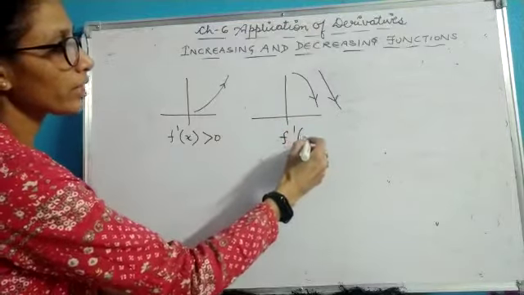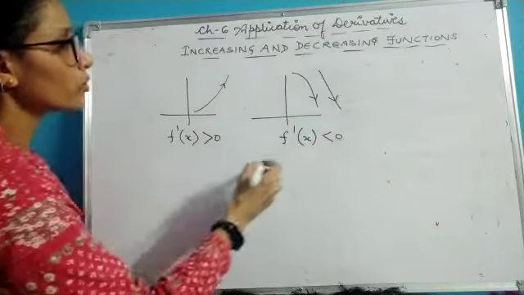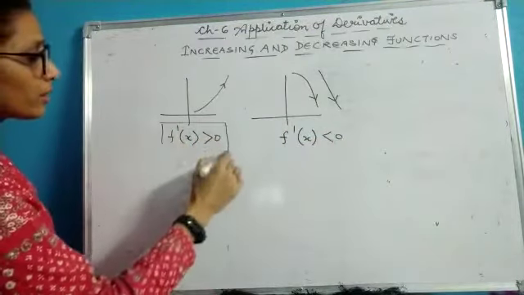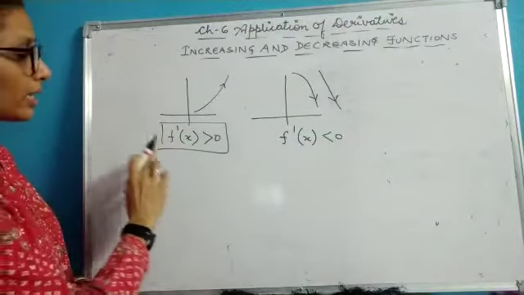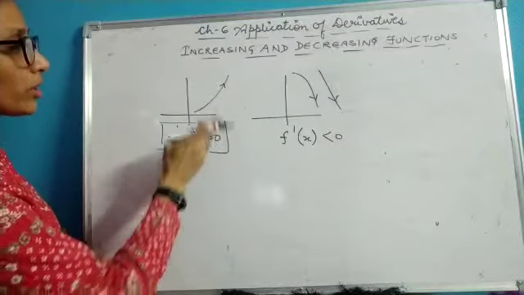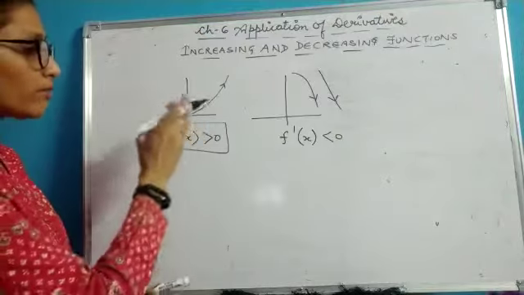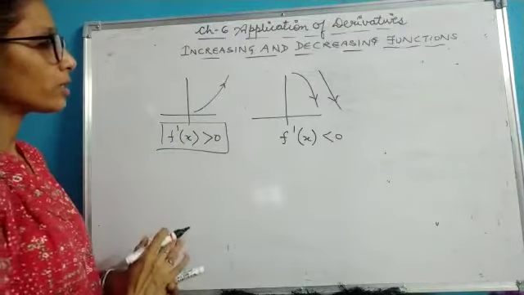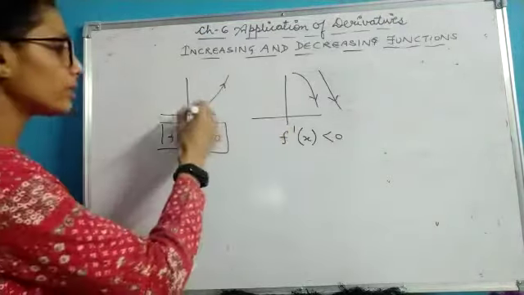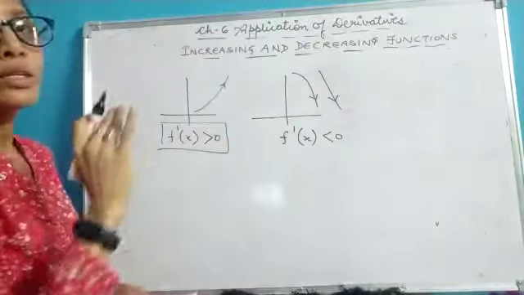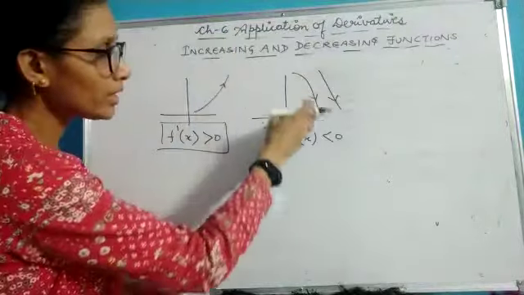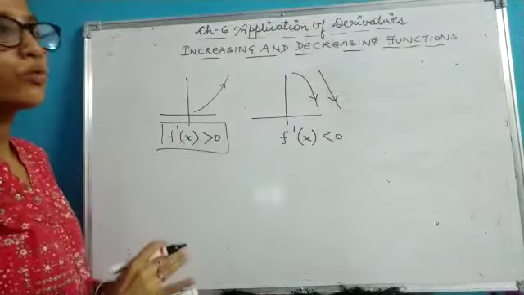and it is decreasing if f dash x comes out to be less than 0. So whenever we have the condition satisfied as f dash x greater than 0, then the function will be strictly increasing. Strictly means here it is continuously moving in an upward direction. Strictly decreasing means continuously it is moving downwards.